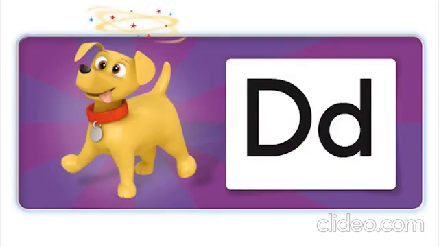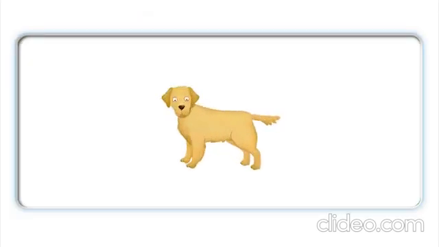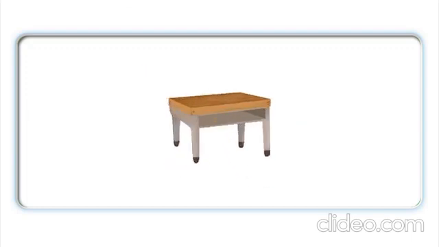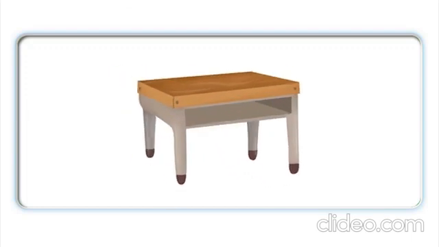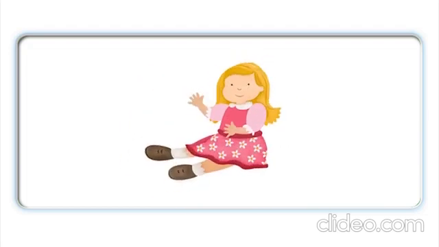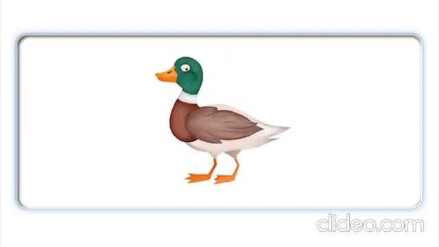D, d, dizzy dog. What's the beginning sound? D. What letter is this? D. Dog. Desk. Doll. Duck.